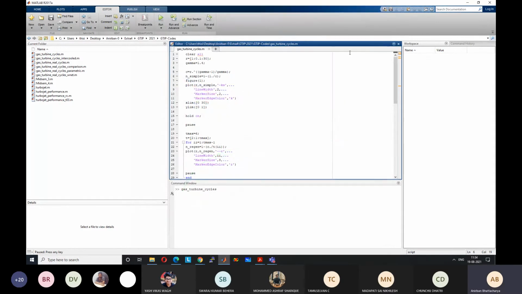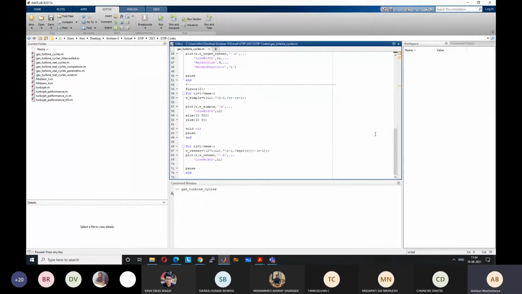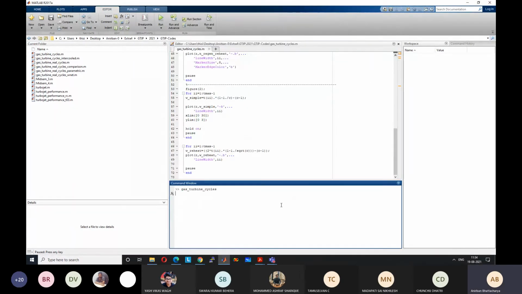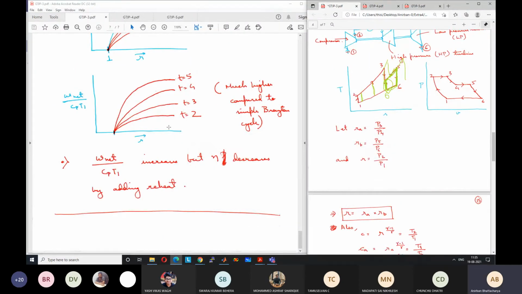One thing you should remember here is that when we are studying this regeneration cycle or reheat cycle, all these modifications come at some cost, at the cost of the weight of the system. So the weight of the system increases, because we are putting in additional devices. For this case, you are putting in an additional turbine, an additional combustion chamber. For regeneration, we are putting in an additional heat exchanger.